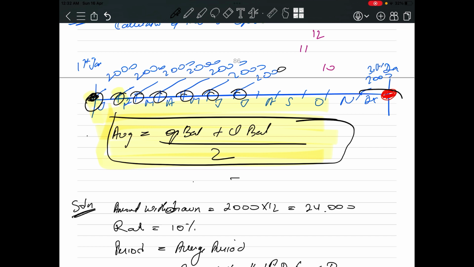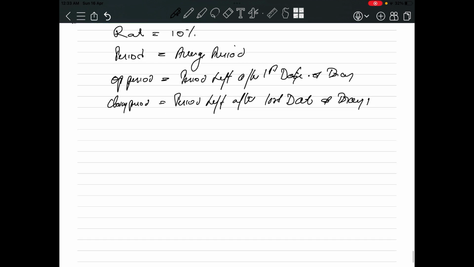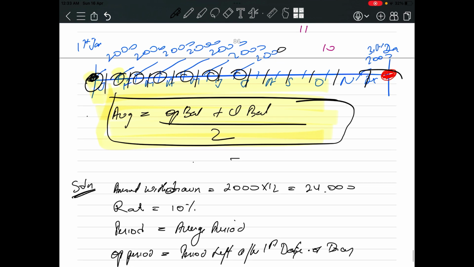See, I have withdrawn here, so 1 2 3 4 5 6 7 8 9 10 11 12 months. So the opening period, the period left after the first day, is 12 months. And what is the period left after the last day of drawing?